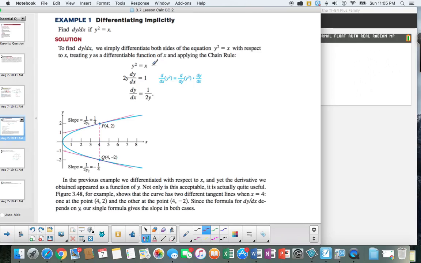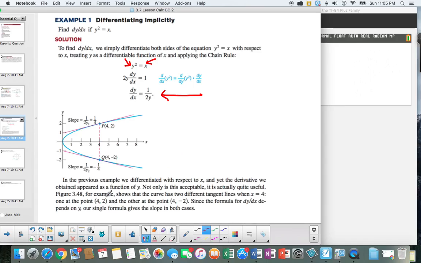So here's an equation. Let's not try to solve for y. Let's just leave it the way it is. What we're going to do is take the derivative of both sides, treating y as a differentiable function of x. So this will be 2y dy/dx, and then we're going to take the derivative of x, and that'll be 1.